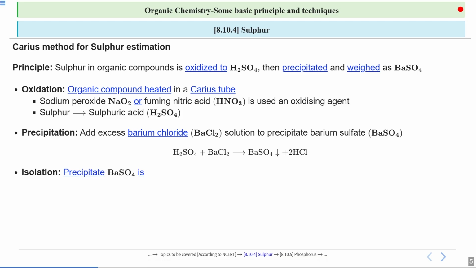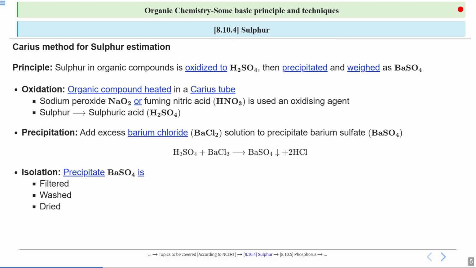Next, let us discuss the isolation of the precipitate. The barium sulfate precipitate is separated from the solution. How is it separated? The first step in isolating the precipitate is filtering it. Then, after filtering, the precipitate is washed. This ensures that any impurities or excess reagents are removed from the barium sulfate.